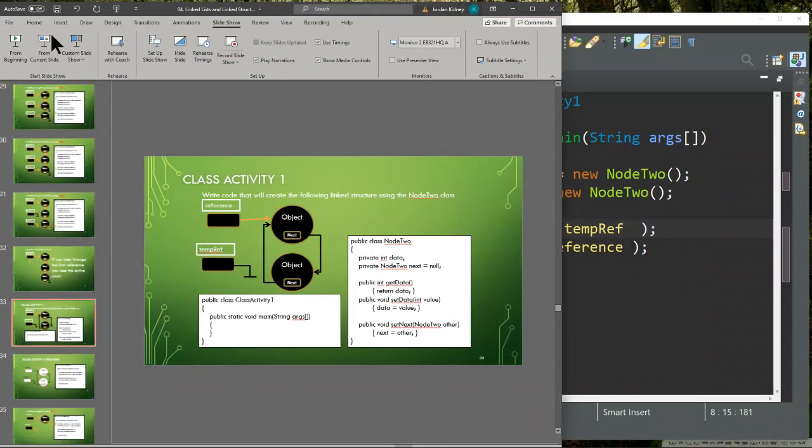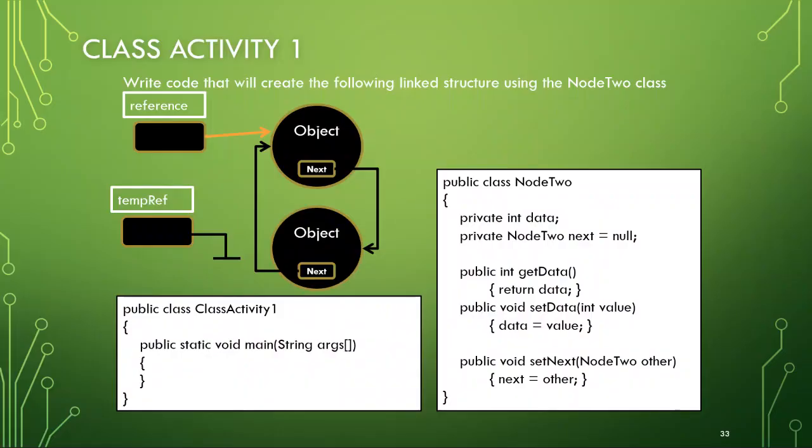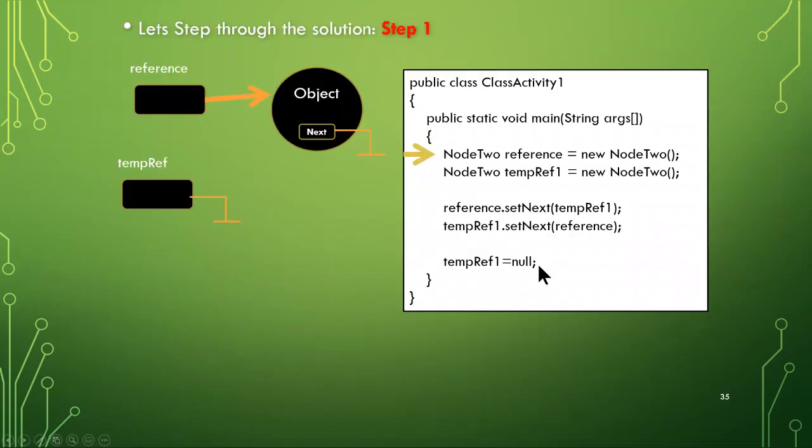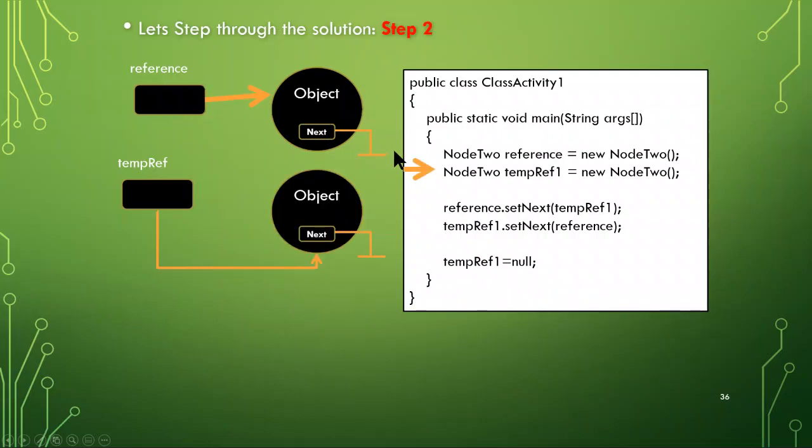Okay. Let's go back to the slides now. And you can see here's the solution, just like we coded up ourselves. If we step through this slowly, we can see the visualization step by step instead of just hearing me talk about it. First line, node ref equals node 2. So node ref, new object, null. Second line, temp ref, new object, this is null.